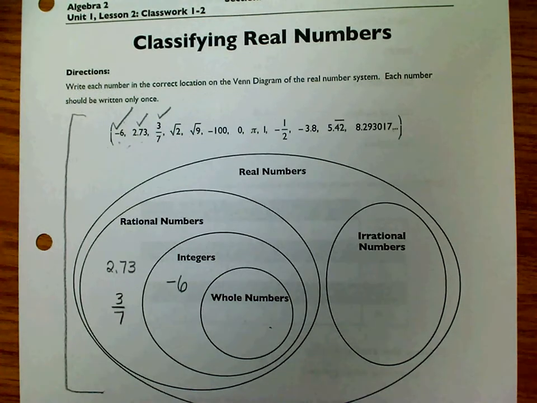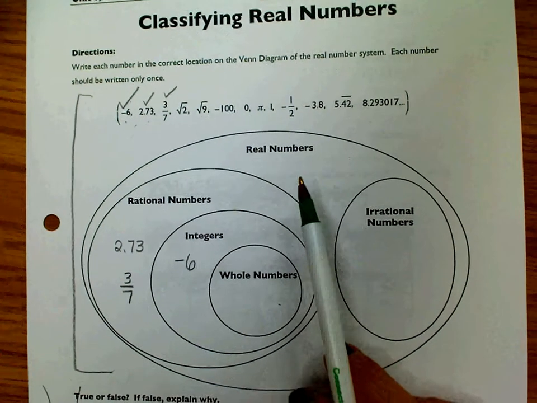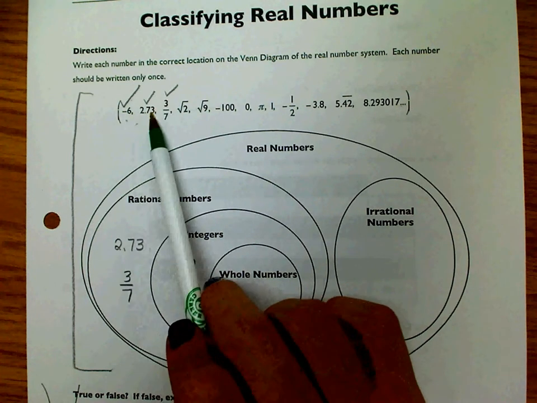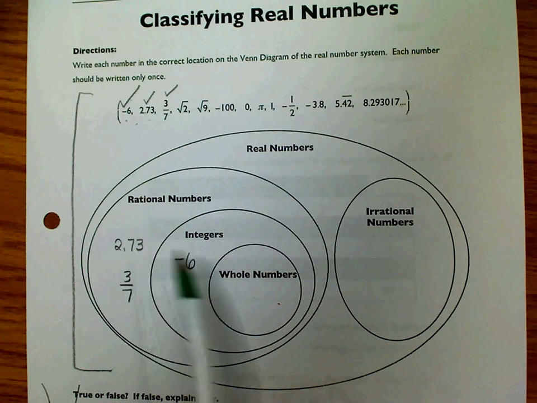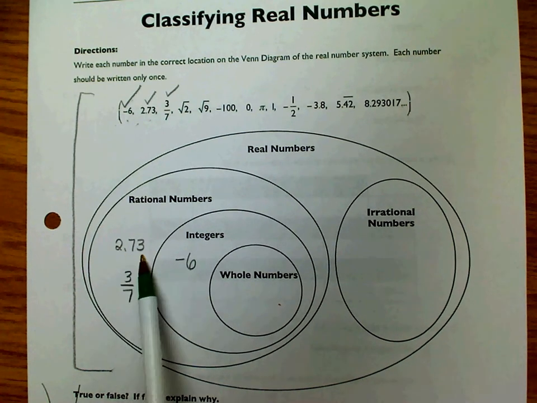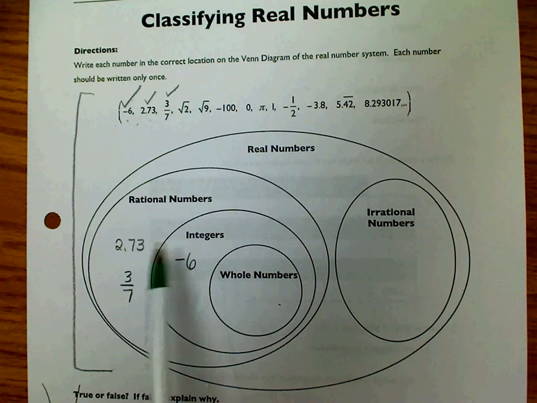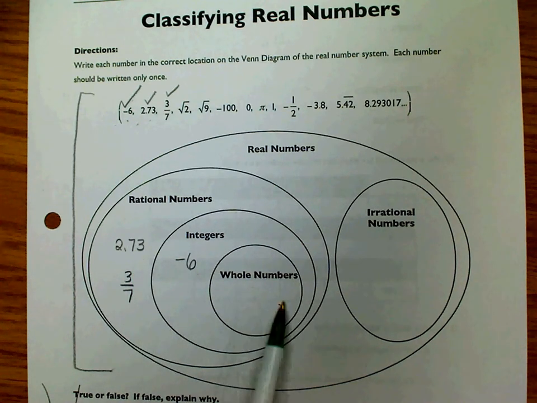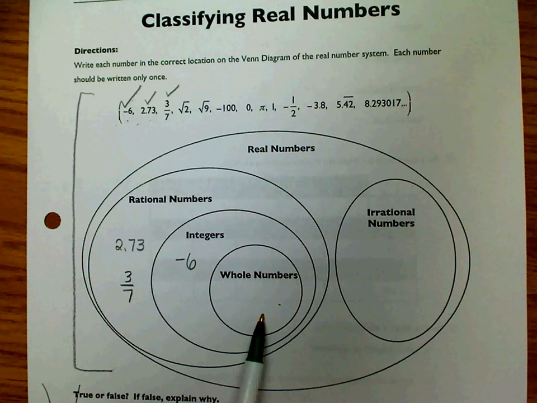Hey guys, so this is the homework for tonight, and if you see here, for all of us, we've already done -6 is going to be an integer. 2.73 from this list here is not a whole number because of the decimals, and it's also not an integer because of the decimal. As you can see, there's no natural numbers in here, but that's okay. That was just the way this worksheet was made.